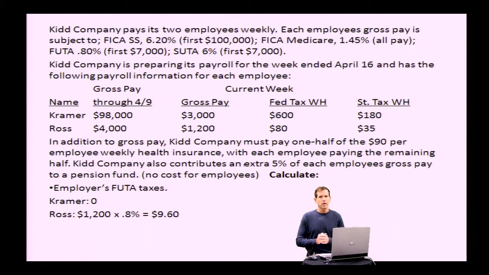As you recall, the max payroll for any given employee in a calendar year that is subject to unemployment tax is $7,000. Well, if you look at Kramer's gross pay up to this pay period there, you see he's made $98,000. So the company, Kid Company, has not had to pay federal unemployment tax for some time on Kramer's payroll because he's been over that $7,000 ceiling for quite a period of time. That's why our burden is zero on Kramer's payroll for federal unemployment.